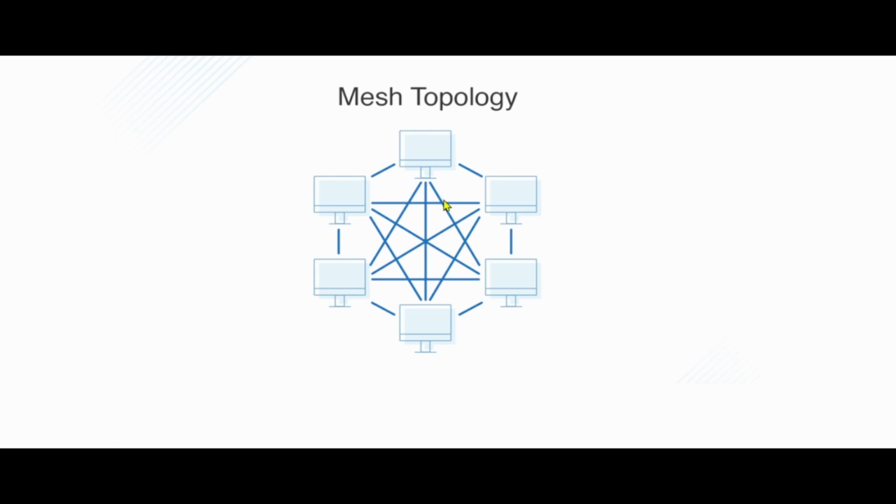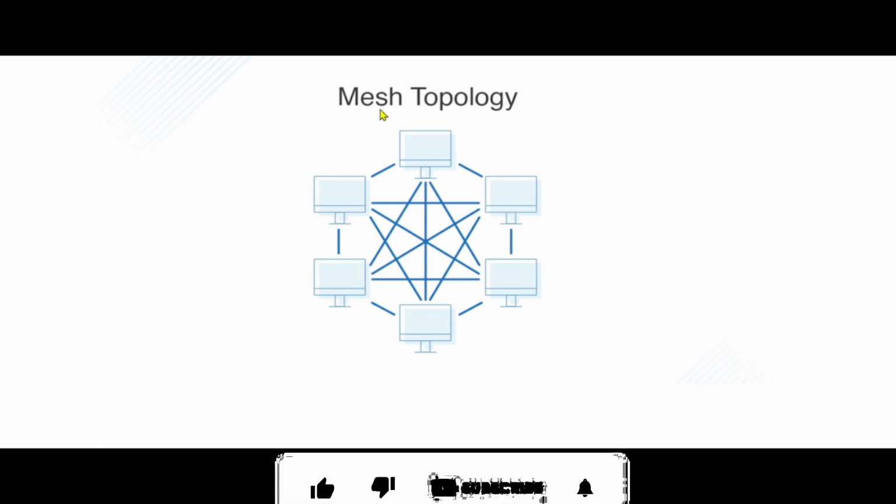Suppose this PC wants to send information, then this PC has multiple options to transfer the message. It can be transferred from here, it can be transferred from here to here, or it can be transferred from here to here and then here. So this topology has multiple pathways through which data is transferred. Let's look at the advantages and disadvantages of mesh topology.